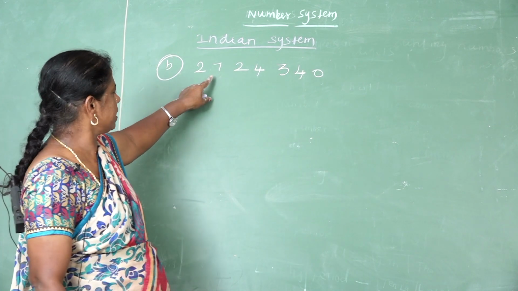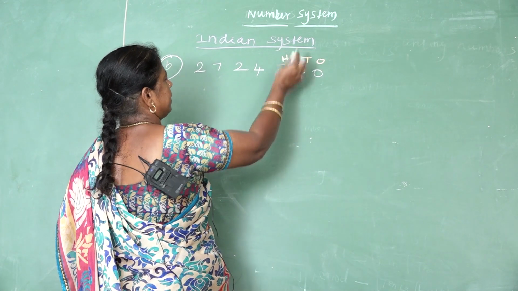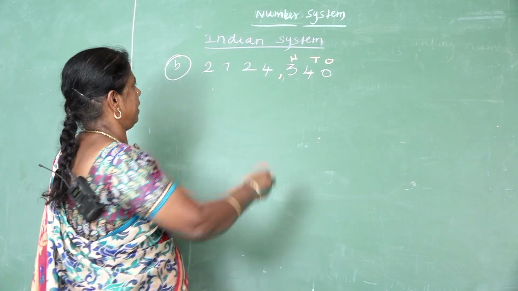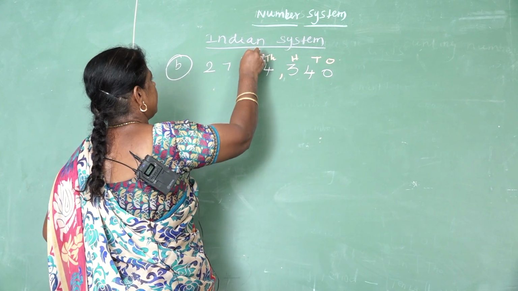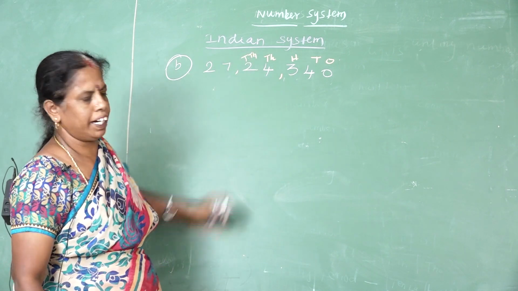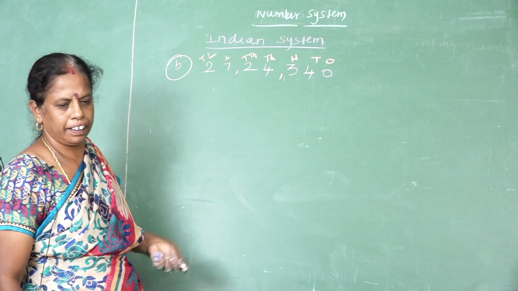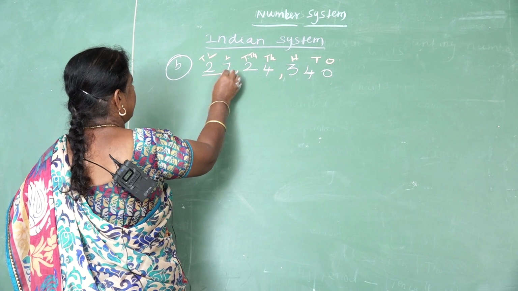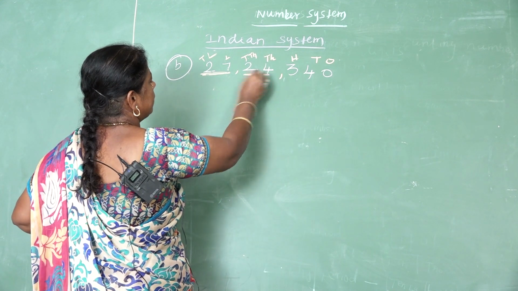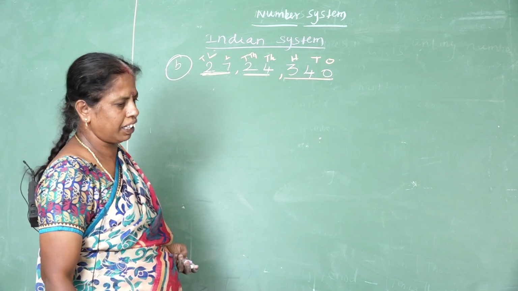Okay, see the number. First, we have to write these place values. Ones, tens, hundreds: before the three digits you put a comma. So it is the ones period. Next, thousands, ten thousands: before these two digits you put a comma. So it is the thousand period. Next, lakhs, 10 lakhs: so it has the lakhs period. Now see the number. In the lakhs period, how much of these? 27, so 27 lakhs. Next, in the thousand period, how much are these? 24, so 24,000. Next, how much are these? 340. Shall we write the number name?